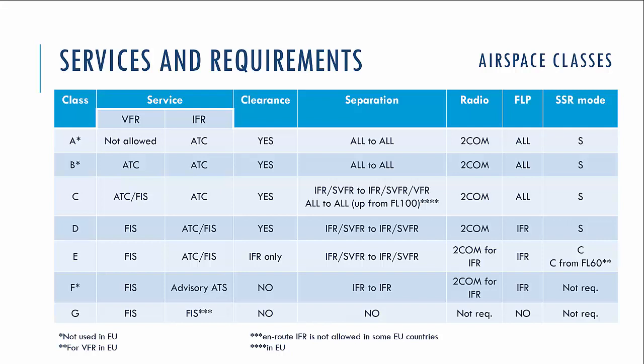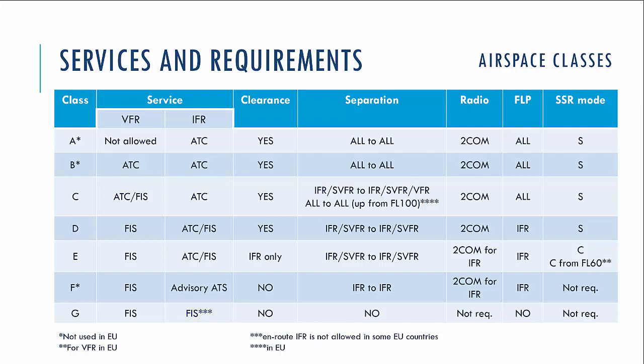So I don't want to read all the table, but let's take two of the airspaces and deal with those services and requirements for the class of the airspace. Let's take G, the uncontrolled airspace. So in this class, VFR flights are provided only with the flight information service and alerting service, and IFR flights are also provided with flight information service and alerting service.